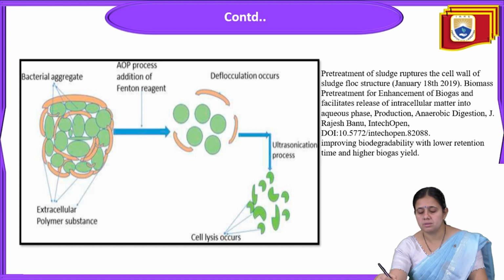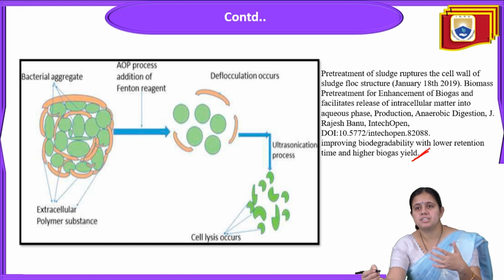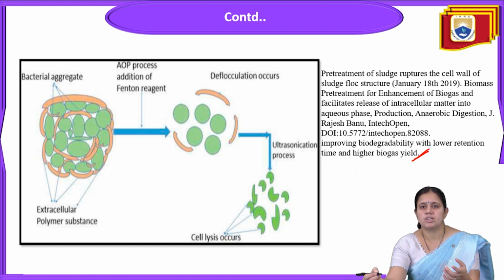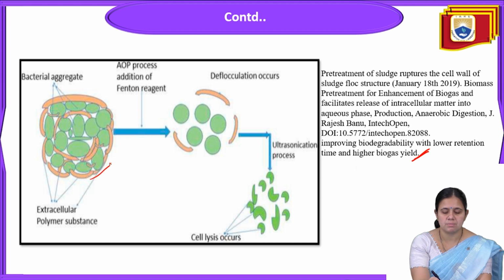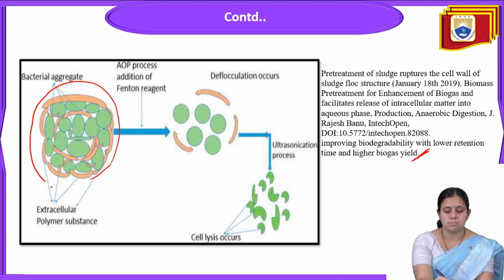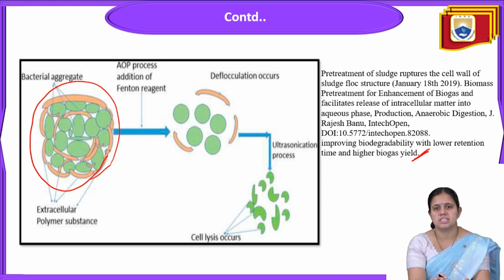You can see that this is the pre-treatment of sludge, what we are discussing. After the activated sludge process, extracellular polymeric substance will be there. You can see some structure of this EPS, extracellular polymeric substance.